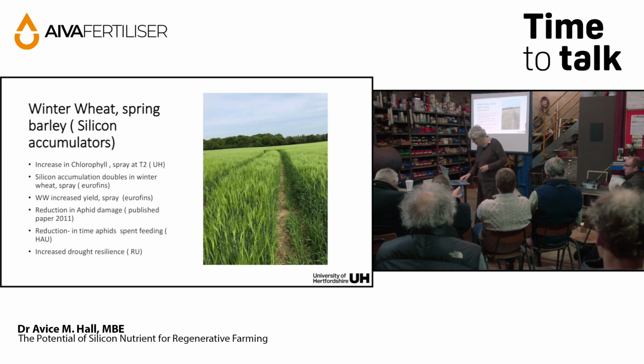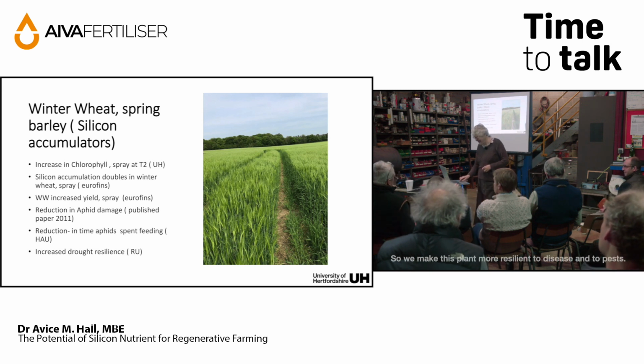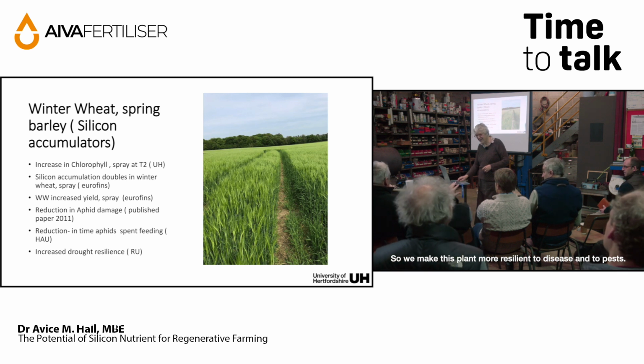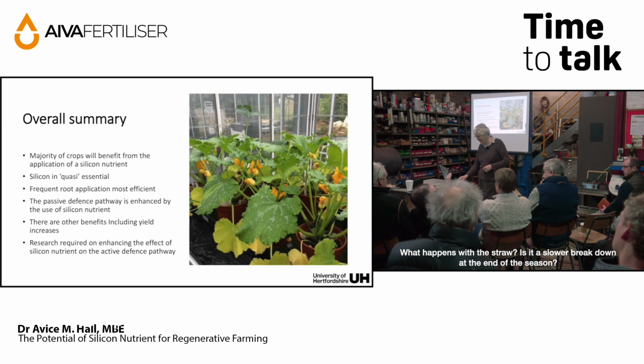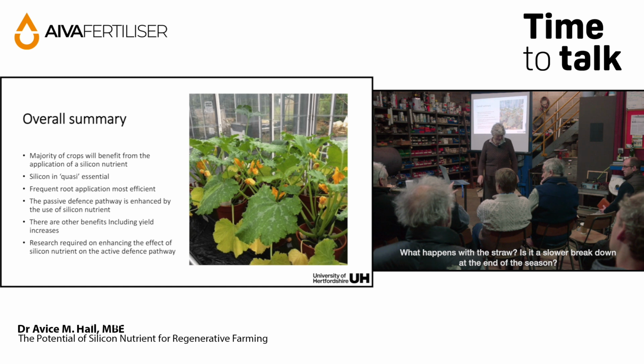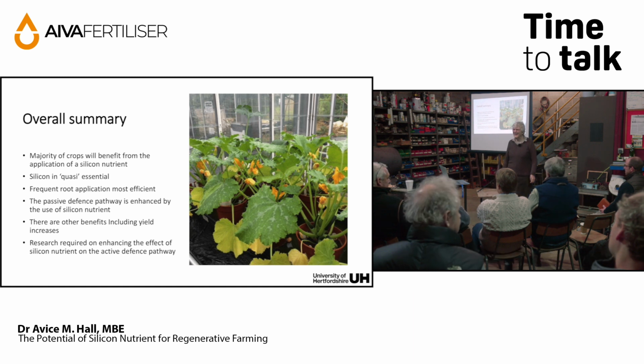Sorry. I've got a random question for you. So we've made this plant more resilient to disease and to pest. What happens with the straw? Is it a slower breakdown when you've got the straw at the end of the season? It doesn't matter to anything, but it was a question.